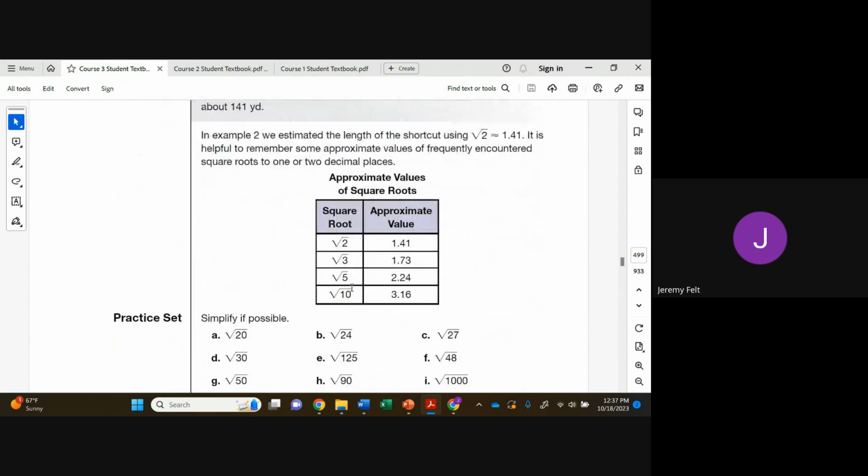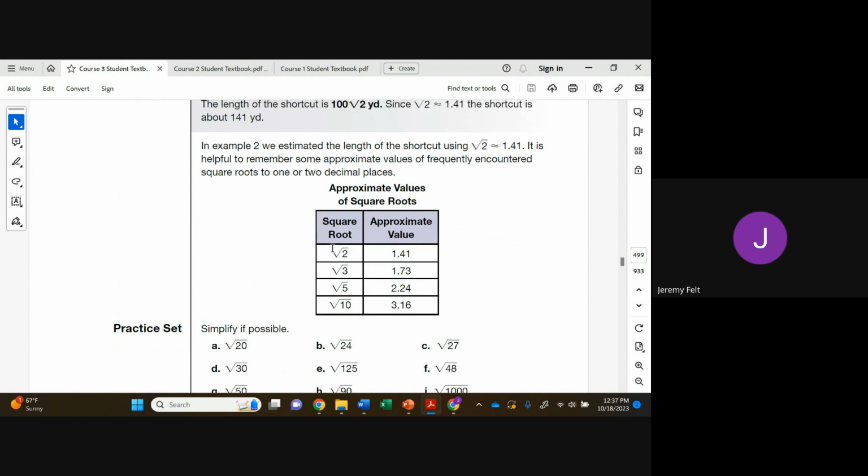All right, and then looking at some of these approximate values, again, they're irrational, so they go on forever, but to give you an idea of where they were, if we were plotting them on a number line, square root of 2 is about 1.4. Square root of 3, 1.73. Square root of 5, 2.24. Square root of 10, 3.16.